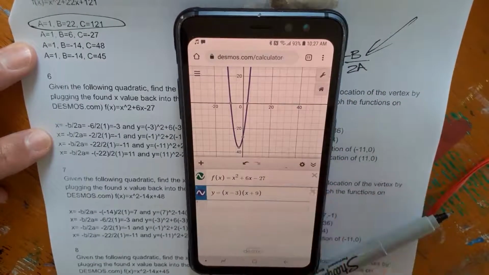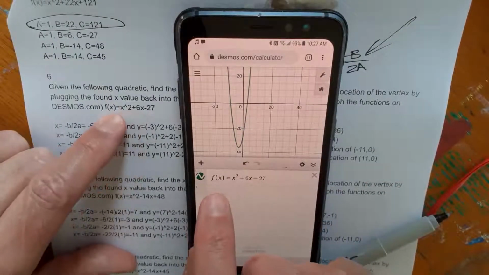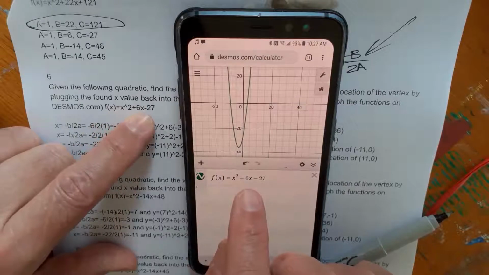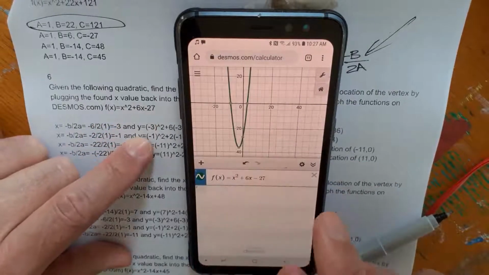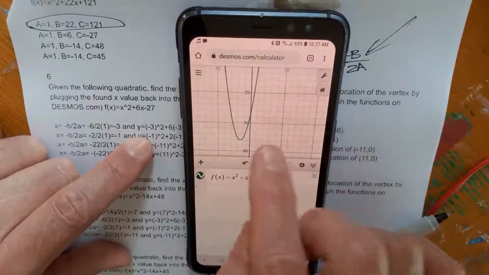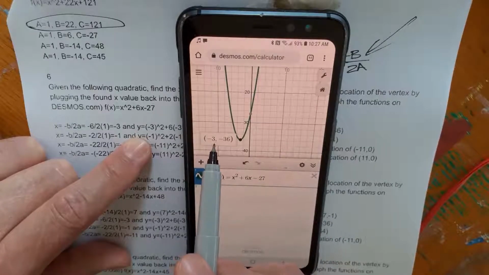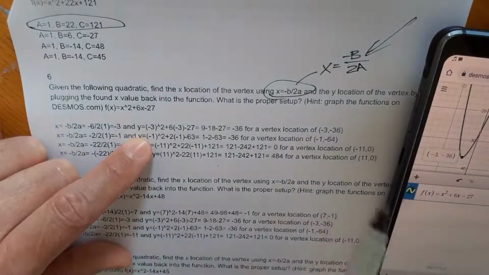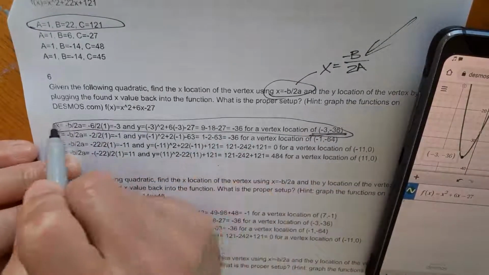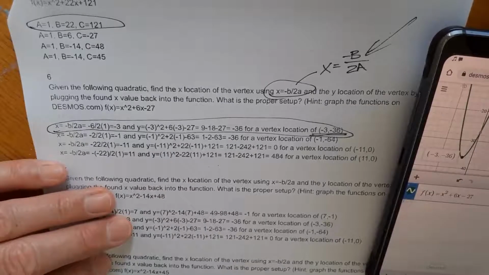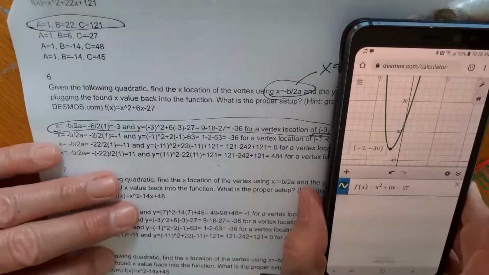There we go. Let's get rid of this. I can go straight and just graph this. I already have it plugged in: x squared plus 6x minus 27. Now, I want to know where the vertex is. Just click on this thing, and it'll tell me. Click again. There we go. I know the vertex already. It's negative 3, negative 36. Ding! You don't have to do any math to get this problem right. And that's the point. You're supposed to use technology to help you.